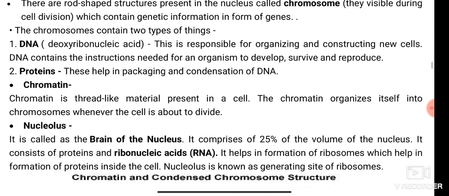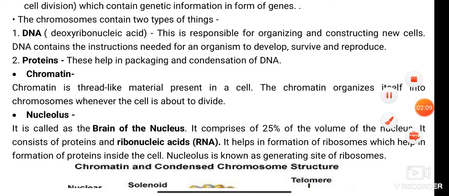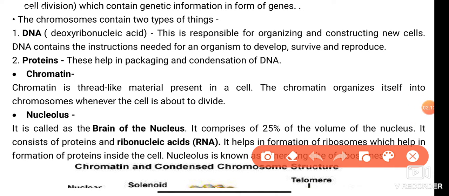The chromosomes contain two types of things, DNA and proteins. DNA, full form deoxyribonucleic acid, is responsible for organizing and constructing new cells, and it also contains the instructions needed for organisms to develop, survive and reproduce. That means it helps in the reproduction, development and survival of animals. So DNA decides the habitat and accommodation of the organism.